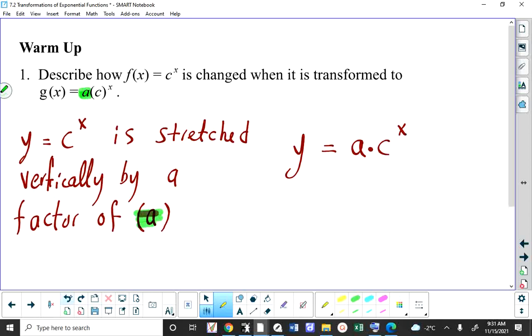Yes. Could we say that the y-intercept is still 1? No. The y-intercept of this function will be a.